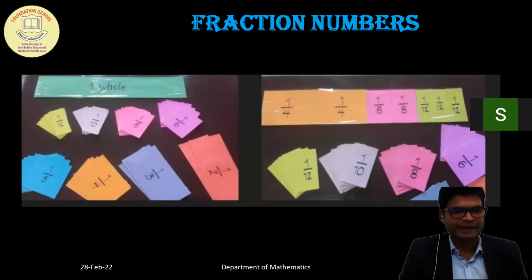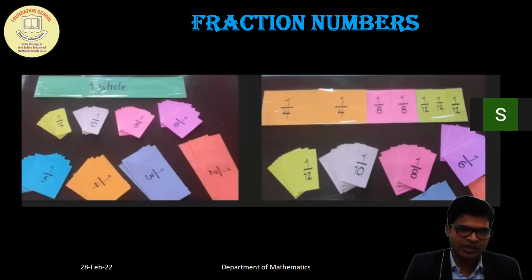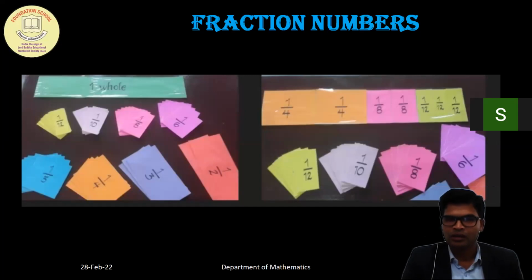So we can make a paper strip, a whole paper strip, and if we say this is 1, it is 1. If we fold it in 2 equal parts and cut, those 2 parts will be equal and each is half of the 1. So students will clearly understand that actually it was first 1, but now it has been divided into 2 equal parts. So we can say in mathematical terms that it is 1/2.